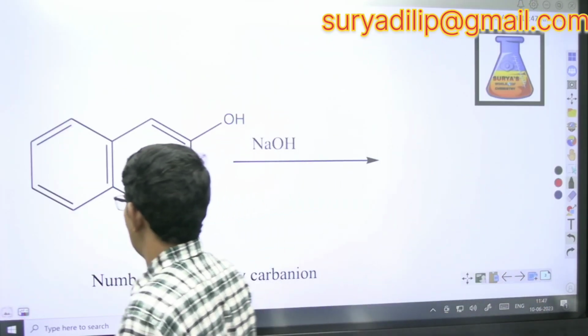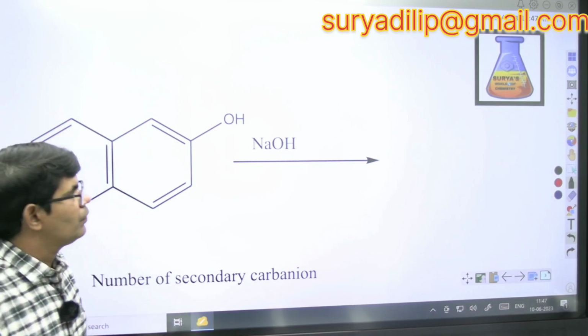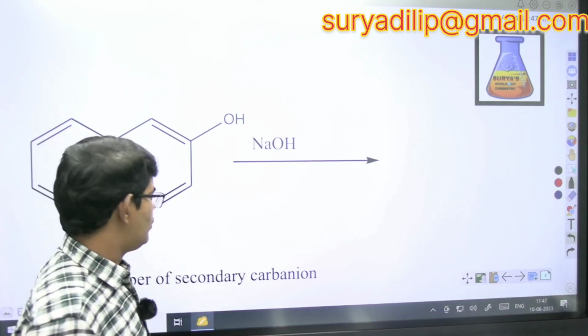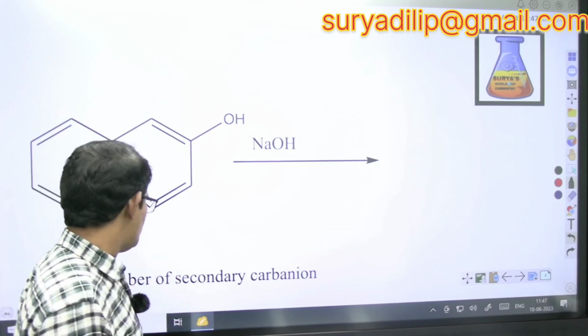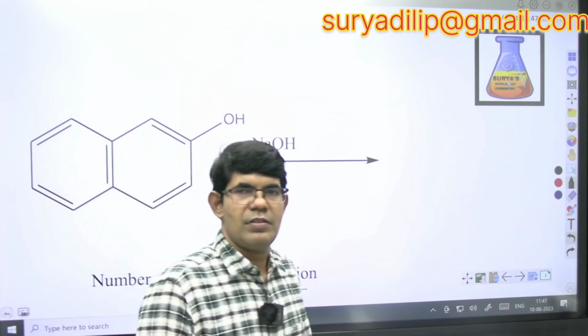We have the first question. A compound beta-naphthol has been given to you, which has been reacted with NaOH, and further it asks you to calculate the number of secondary carbanion structures.